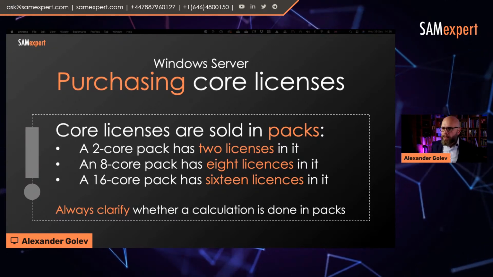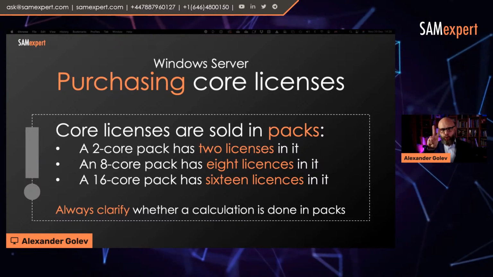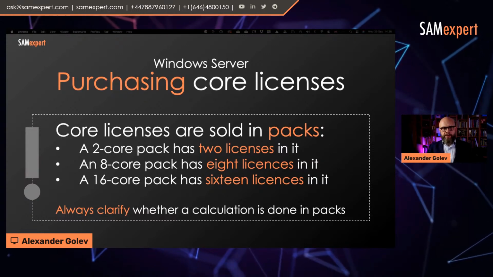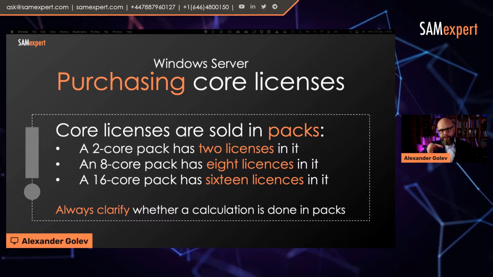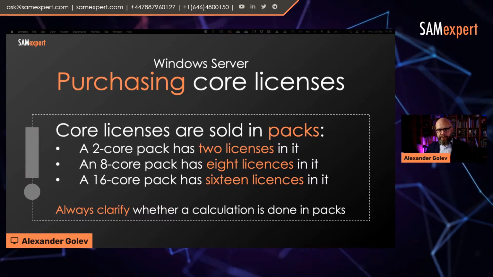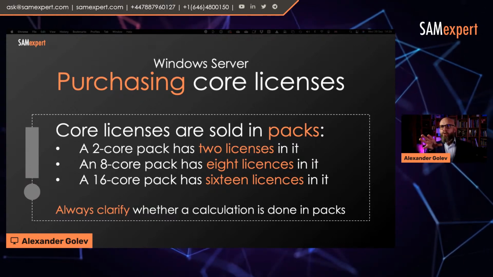But anyway, core licenses are sold in packs. A 2-core pack contains 2 single core licenses. And then the logic follows. An 8-core pack contains 8 licenses, which you then take and assign. A 16-core pack has 16 licenses. Simple.